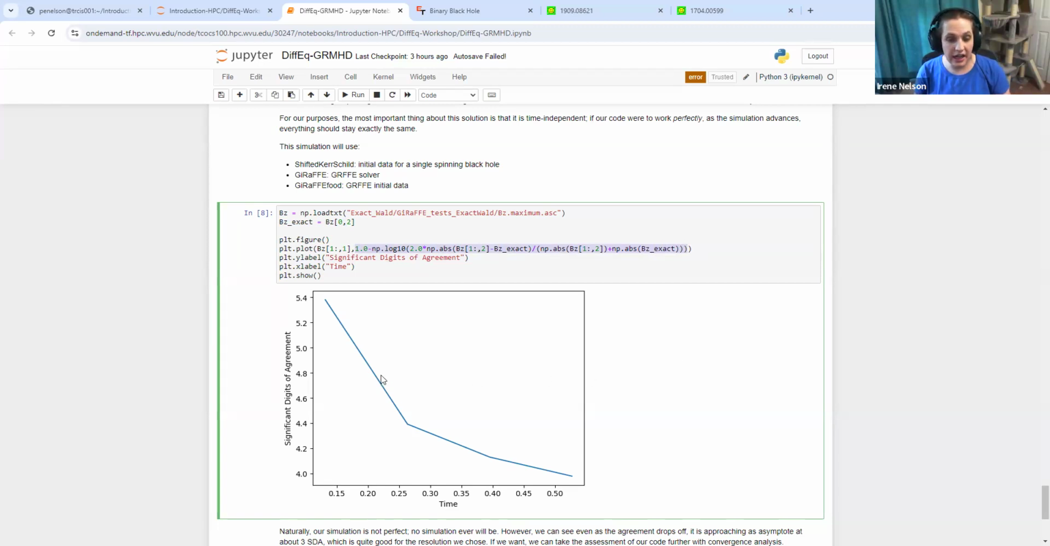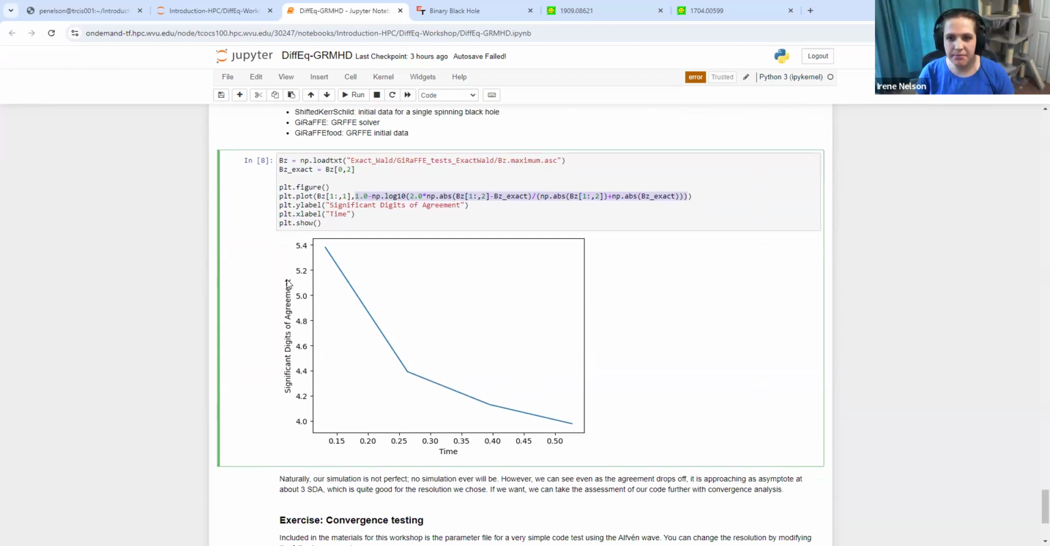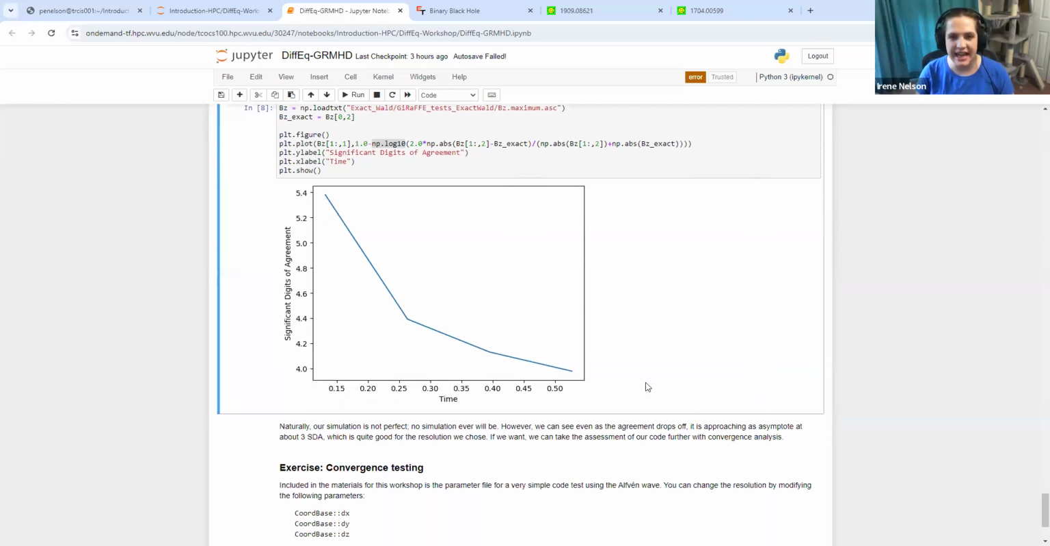So this plot leaves off time 0 because this formula uses a logarithm, and if we look at time 0 against itself, we're going to take the log of 0, which is a bad thing that we should avoid. And then we can see that as time progresses, it drops off. So this is inevitable. The very nature of approximating the solution means that it will never agree exactly. But we do see that it is approaching an asymptote.